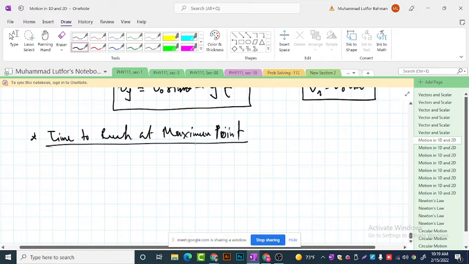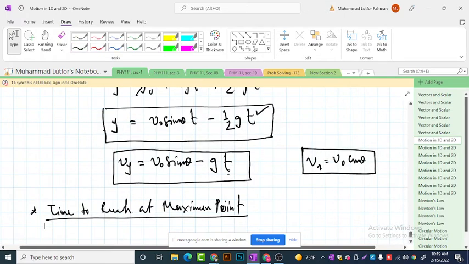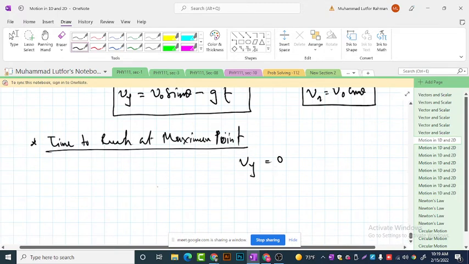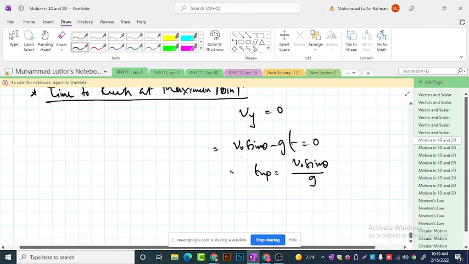So, I know if the particle reaches the maximum point, then its vertical velocity Vy must be 0, right. Then V naught sin theta minus gt equals 0, and I can find that T up would be V naught sin theta divided by g. This is an equation you probably memorize: T up is V naught sin theta divided by g.